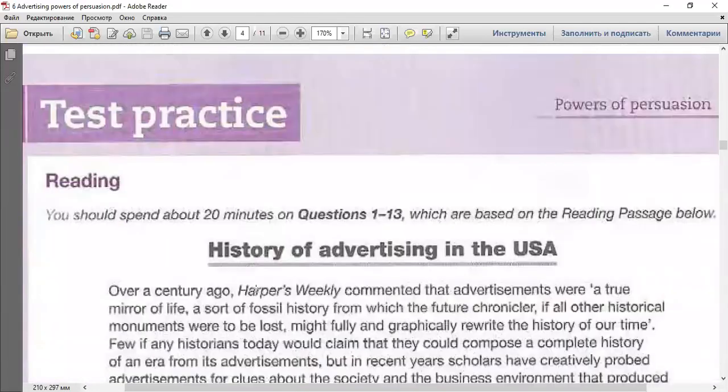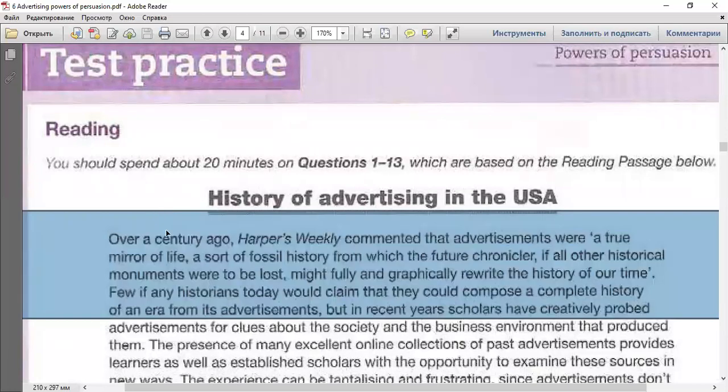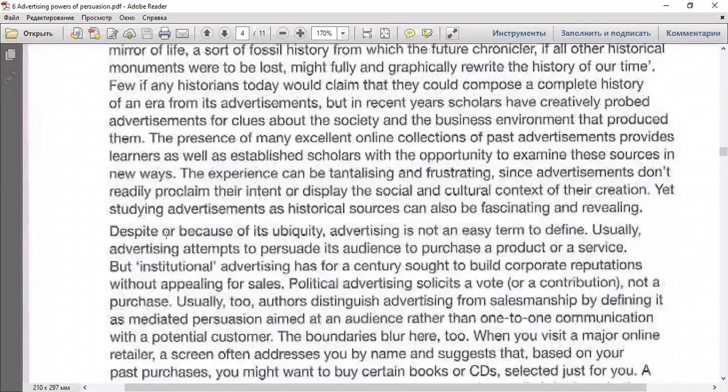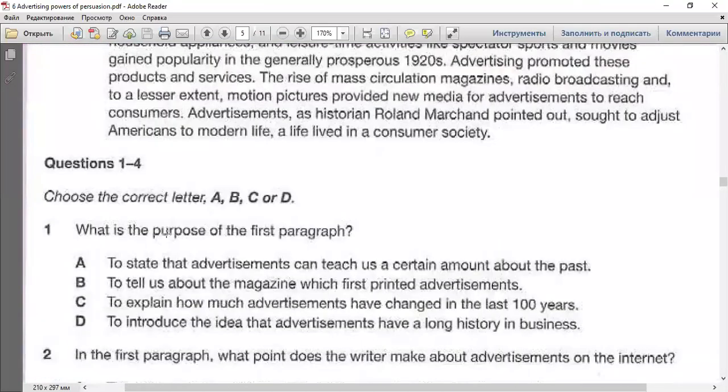Okay, and finally, our favorite, reading test practice. That's a big text. You need to open it on your own. You need to open your own file to do this. So first, we do questions from 1 to 4, and you need to choose the correct letter A, B, C, or D.